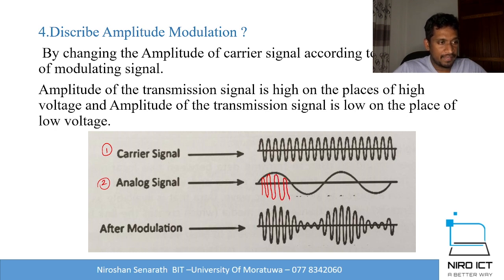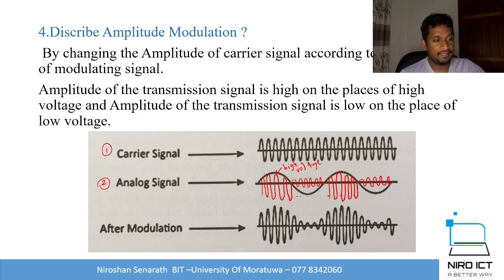We have to increase the amplitude of the carrier signal according to the analog signal. These are the places which are equal to high voltage, and here also we have to increase the amplitude of the carrier signal, right? Then we can see some low voltage places. There we are decreasing the amplitude of the carrier signal, and here we have to decrease the amplitude of the signal.